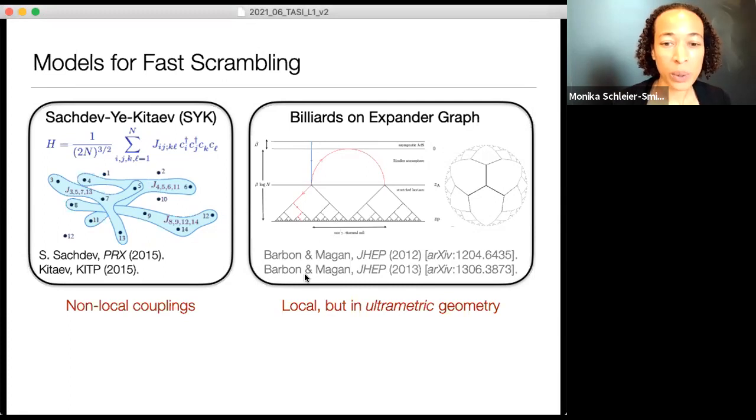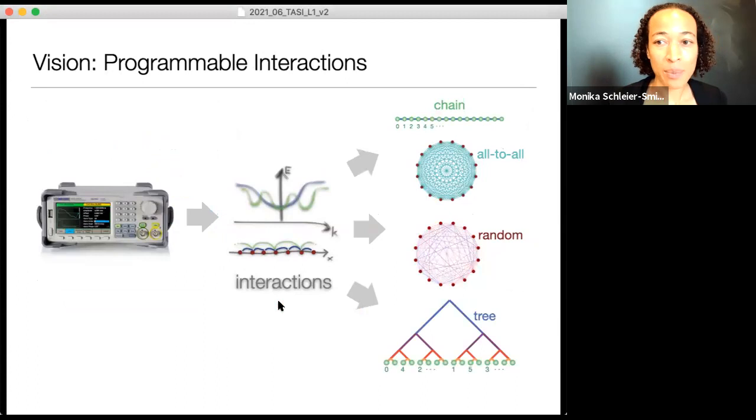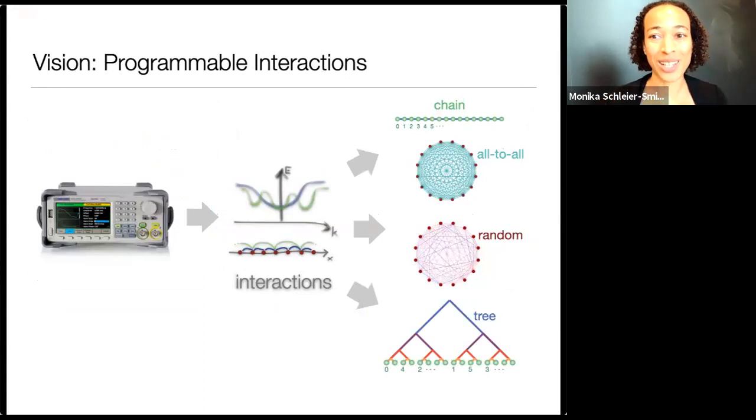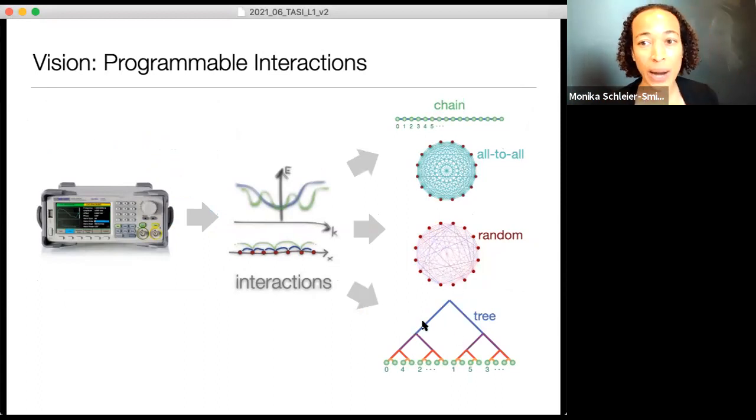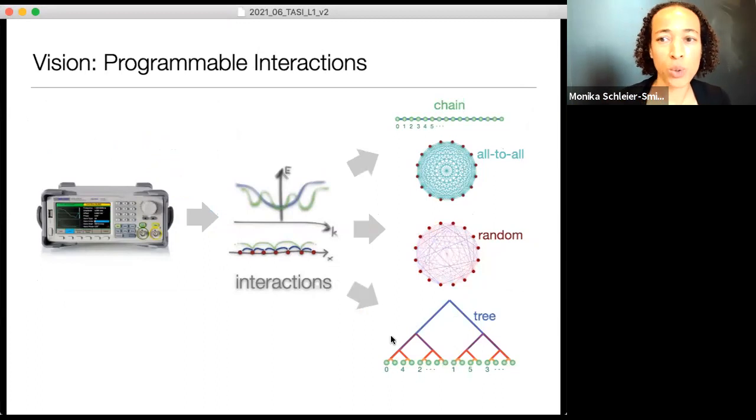Okay, so we would like to be able to explore some of these more exotic forms of interaction. The dream would be to have something like a function generator for controlling the graph of interactions in my quantum system. So maybe I want some sort of random graph where every atom talks to every other. That would be something like this Sachdev-Ye-Kitaev model that I wrote down for fast scrambling. Maybe I want something like this tree graph. Okay, so how might you go about doing that?